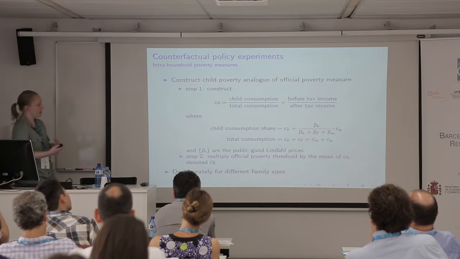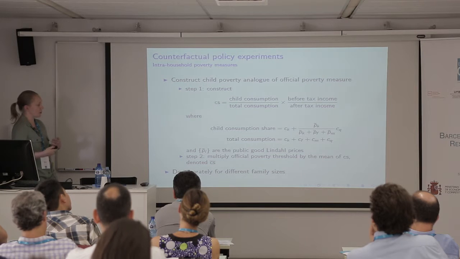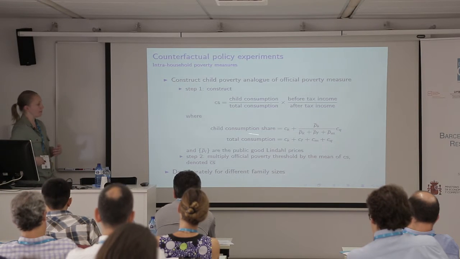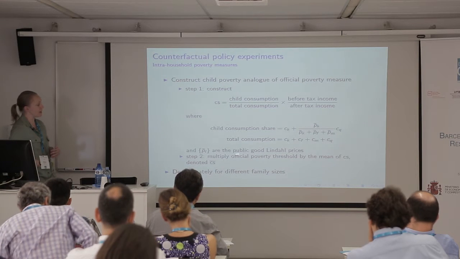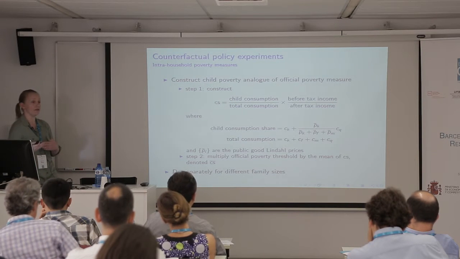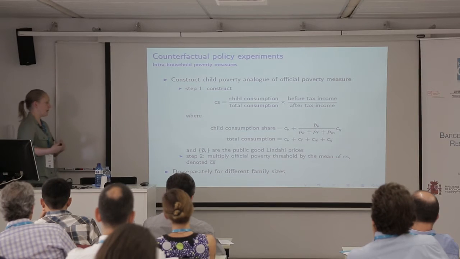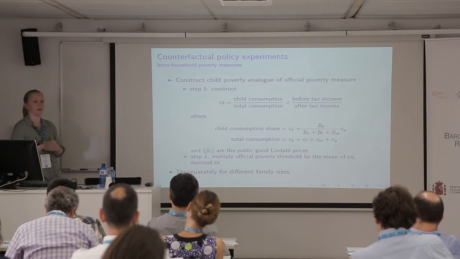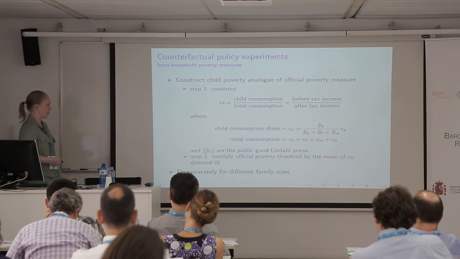So this gives us an idea, firstly, of how much of the consumption good is going to the child across all households, and then secondly, it's basically a fraction of the official poverty threshold that we might think from the model is allocated to the child.